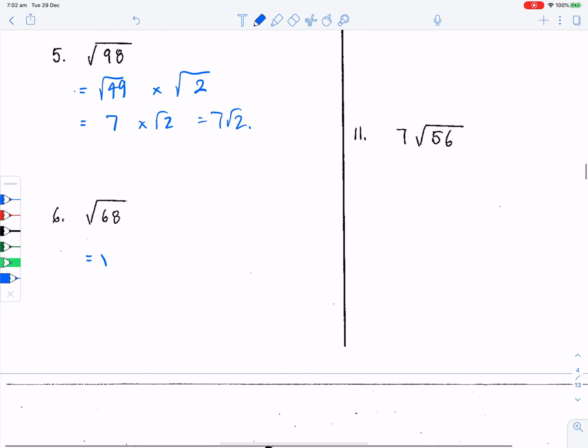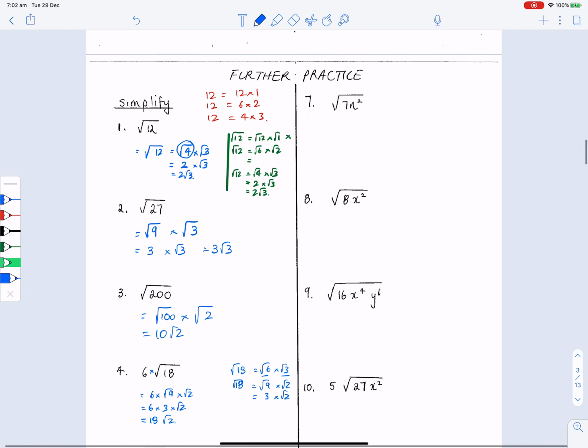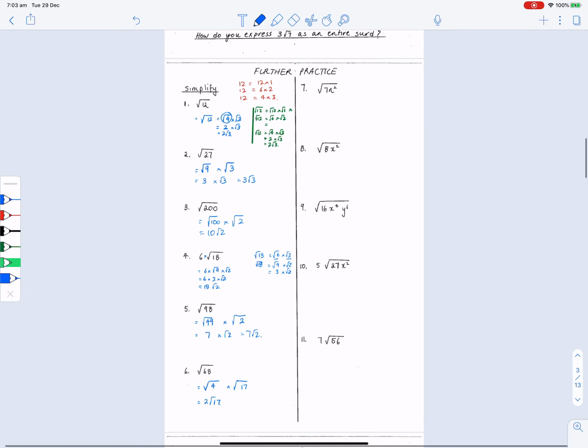Next one. This one is going to be... If you notice in all of my working, if I just zoom out a little bit, notice how I always like to write the one that simplifies first.